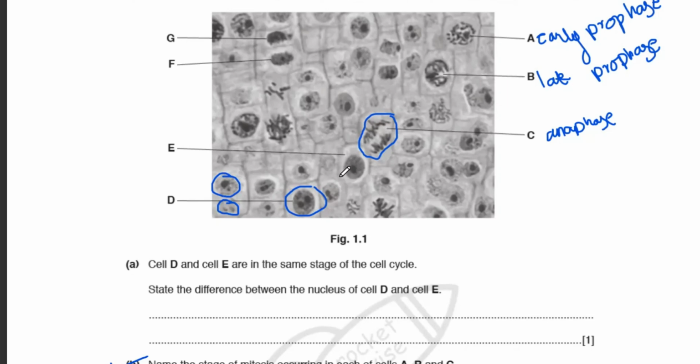Okay, so we'll do more diagrams as well, and eventually you'll be able to identify them. State the difference between the nucleus of cell D and cell E. So if I just erase this, this is your D cell and this is E. There's one solid difference between them.